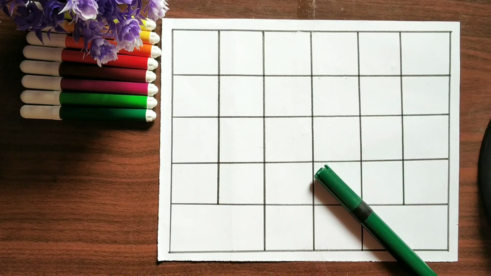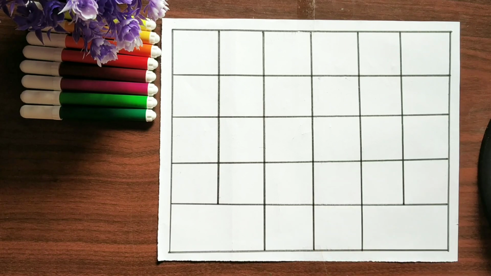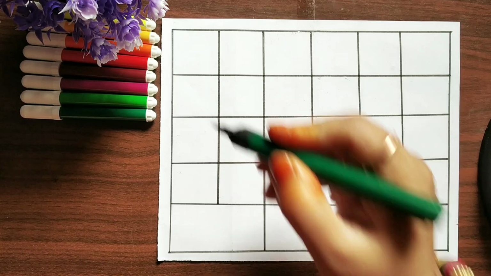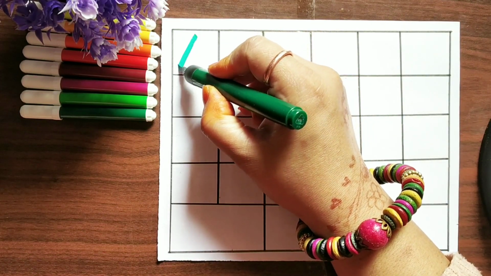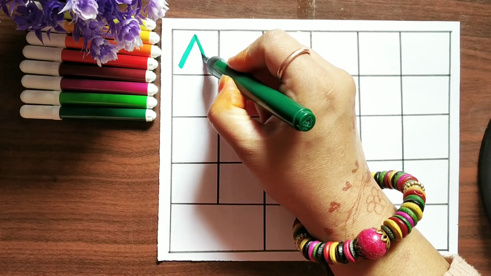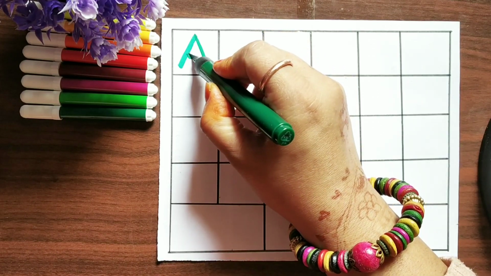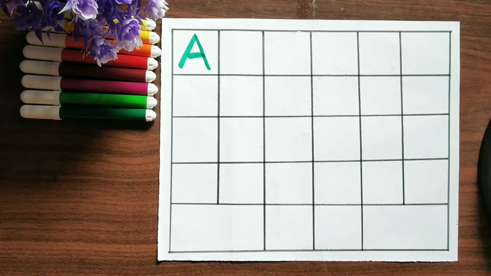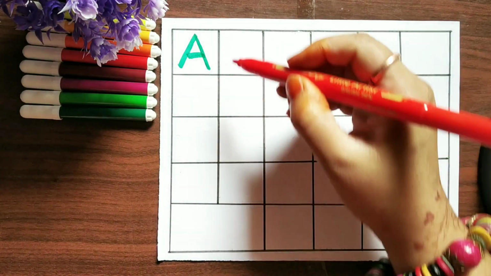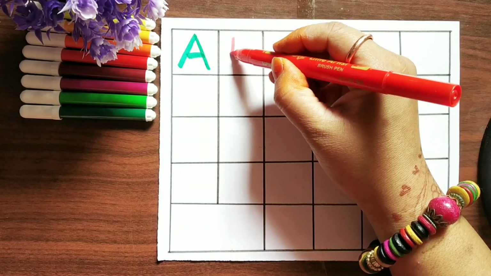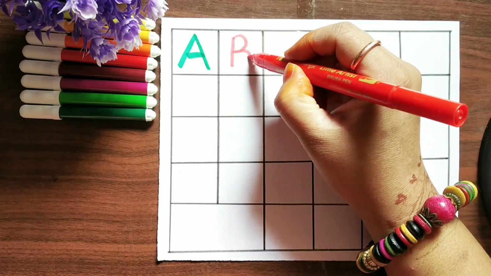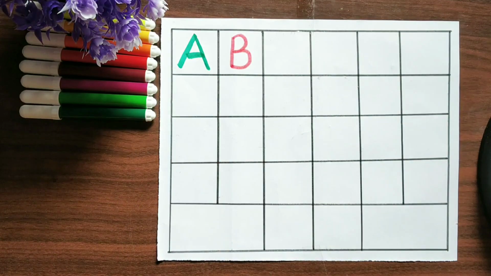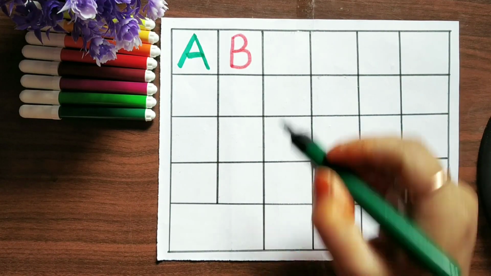Colors name, red color, green color. Green color, A. A for apple. A for apple. Red color, B. B for book. B for book.